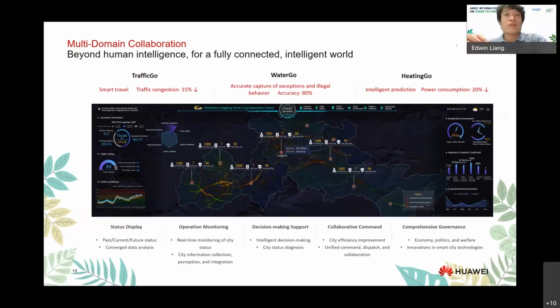In the next few pages, let's look at the cases that are more related to our daily life. As shown here in the middle, it is a map of our Shenzhen Longgang district. It is a district within Shenzhen city, which is the headquarters of Huawei, and it has more than 5 million citizens. And we combine traffic, water, and heating in different ways to improve our residents' satisfaction and also protect the environment at the same time. Let's look at every dimension in the next few pages.